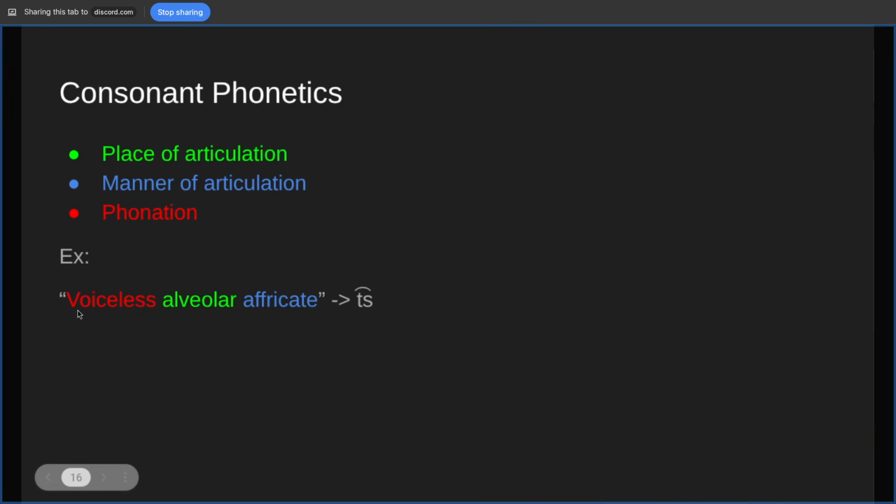So just as a recap, voiceless. It's not za. That would be voiced. Alveolar is the place of articulation, so it's happening on the alveolar ridge, which is the place where your tongue would touch, right behind your teeth, and it's an affricate, meaning the airflow is stopped and then let go through. So ta.